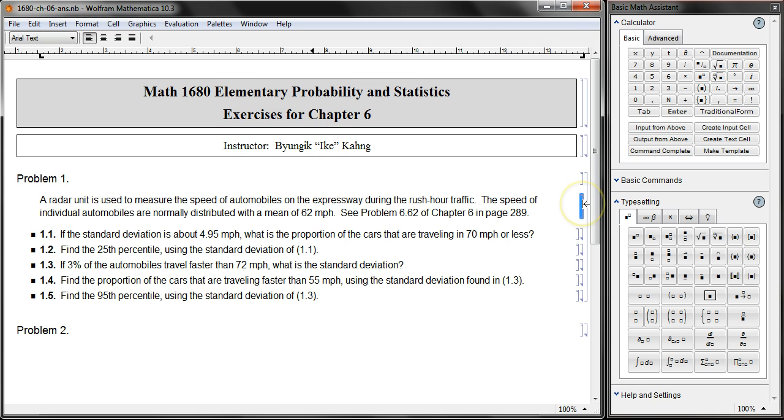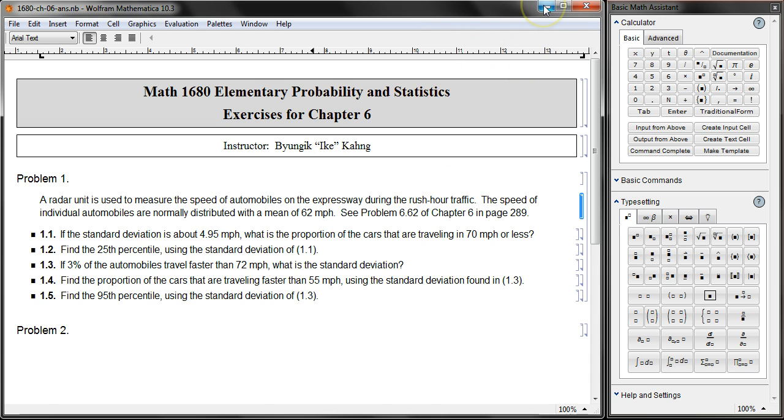The speed of individual automobiles are normally distributed with a mean of 62 miles per hour. Condition number 1, we are talking about normal distribution. Condition number 2, the mean of the normal distribution is 62 miles per hour. Condition number 3, this normal distribution is about individual automobiles. For example, if the speed of individual automobiles are not normally distributed, for example, if it is skewed to the right, then you cannot get correct answer using normal approximation in any of these problems down here.